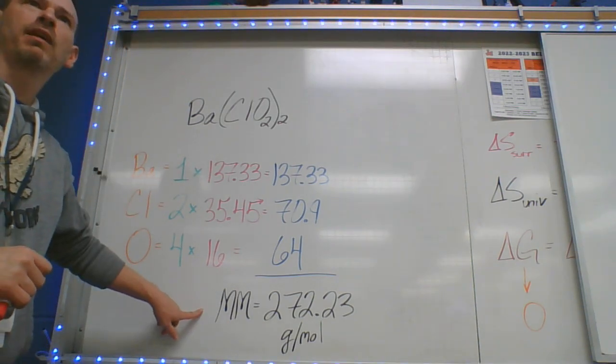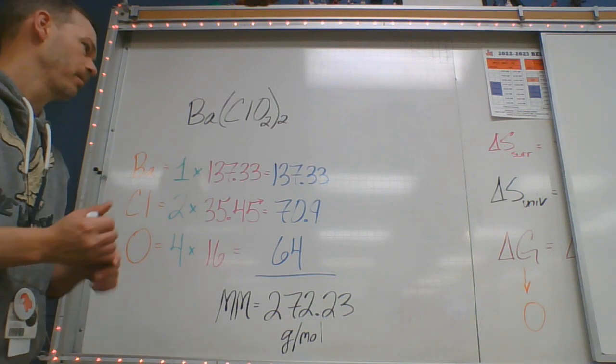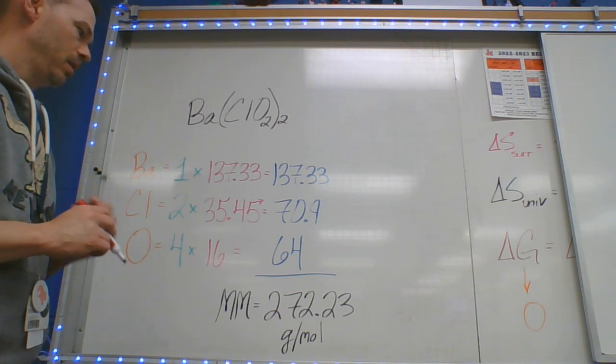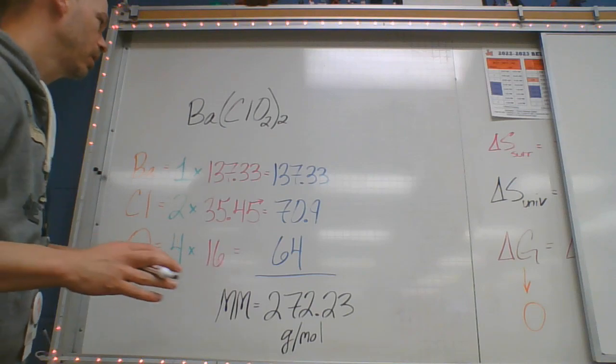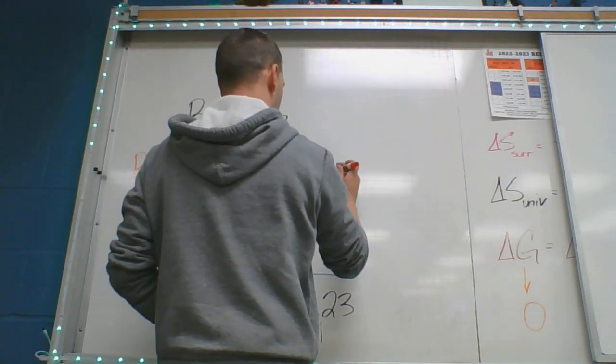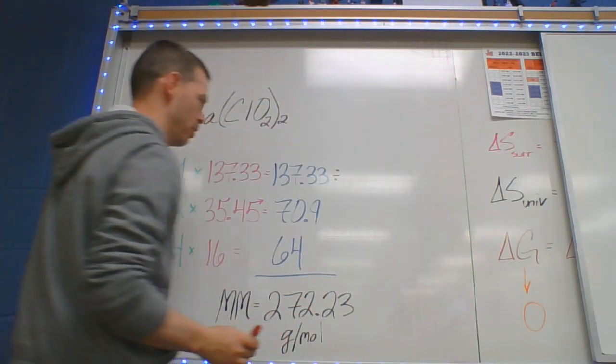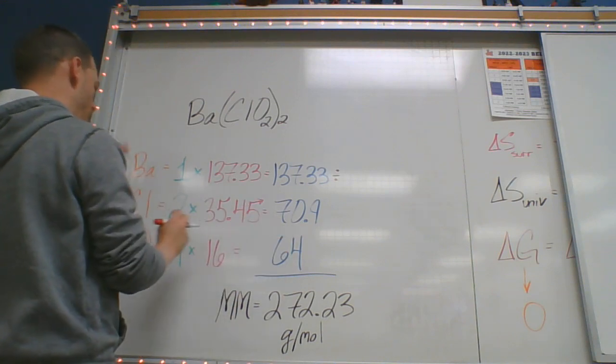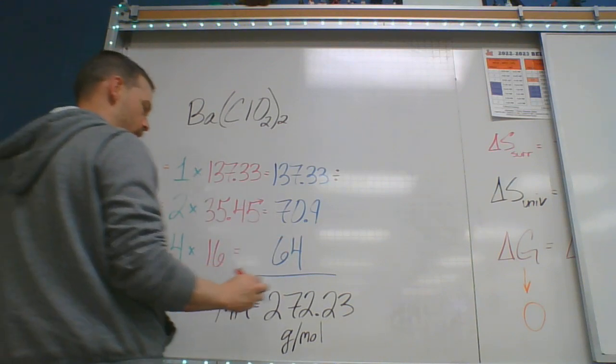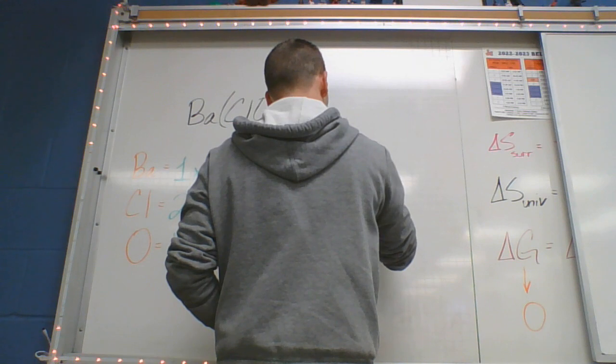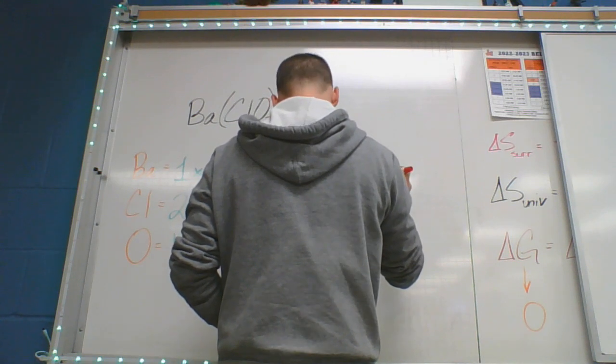Someone verify that molar mass. You're good? Okay. I've made a mistake before. Moving on to my percentages then. Divide the individual masses, total masses, by that molar mass. Times 100.